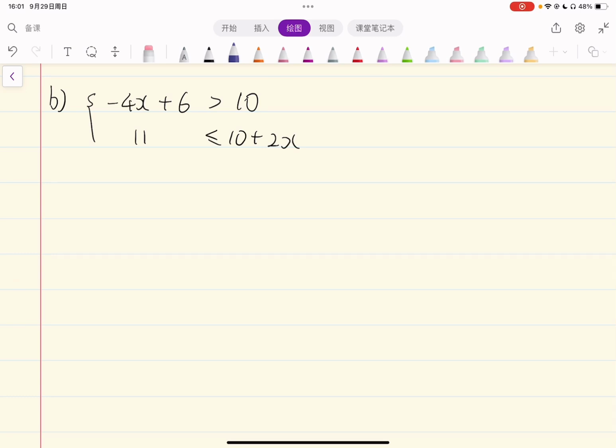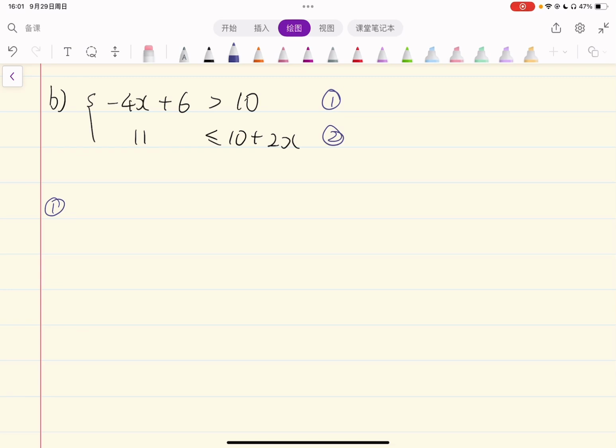Now let us see the second example. So we have the first inequality, minus 4x plus 6 greater than 10. We set it as inequality 1. And the second one is 11 less than or equal to 10 plus 2x. We set it as inequality 2. So we need to solve them separately.